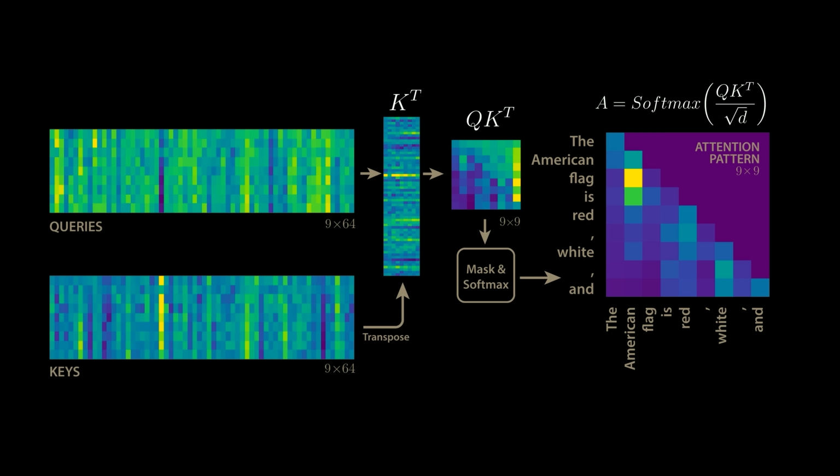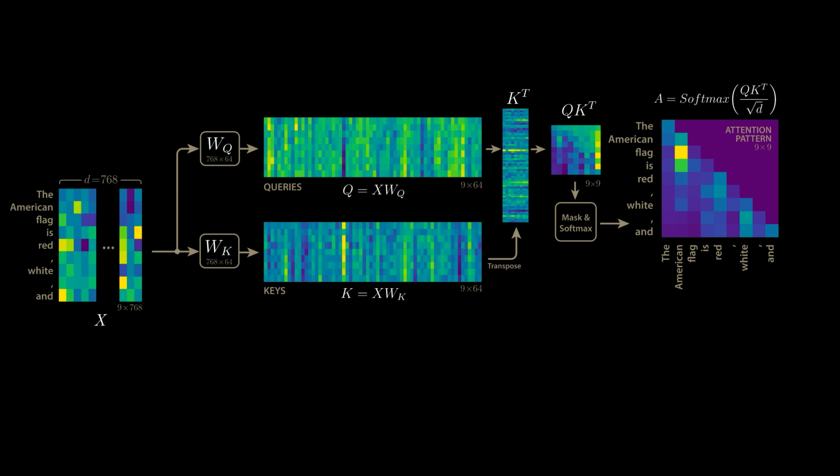This step is mostly important in training, as it prevents the model from cheating on its task of next token prediction by just looking at the next token. Finally, we normalize our result by dividing by the square root of our embedding dimension and applying a softmax operation, which forces each of the rows of our matrix to add to 1.